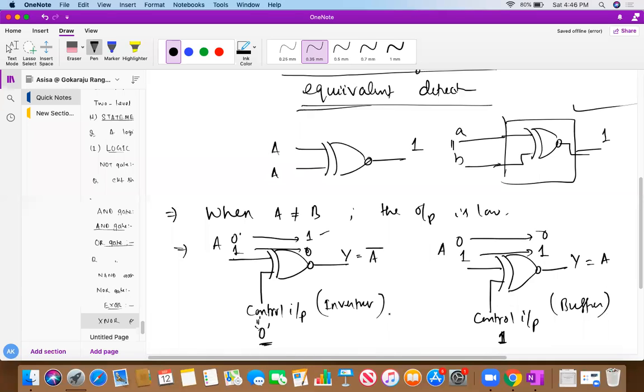It's just the opposite for the XOR gate, students. For an XOR gate, if the control input is 0, it will act like a buffer. For an XOR gate, if the control input is 1, it will act like an inverter. Similarly, here it's just opposite. If the control input is 0, the XNOR gate acts like an inverter. If the control input is 1, the XNOR gate acts like a buffer. Okay, so any doubt on this?